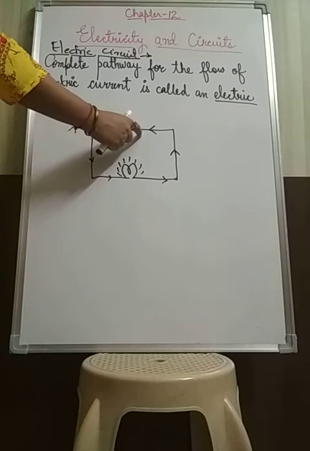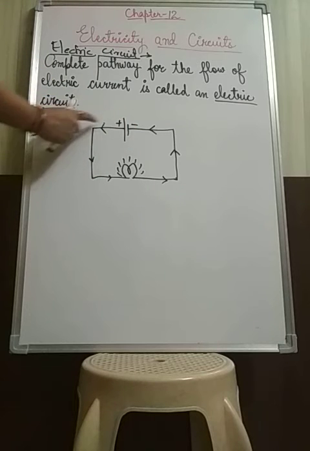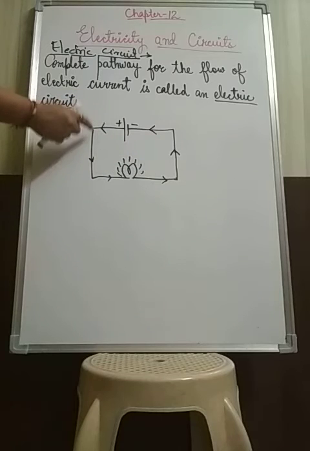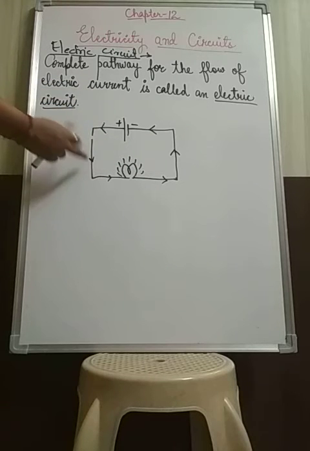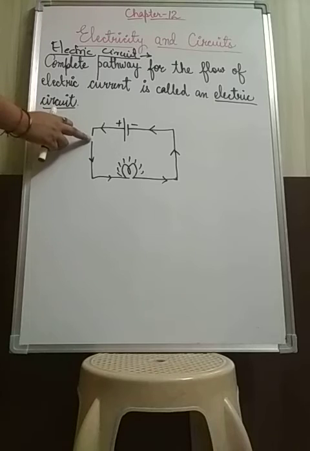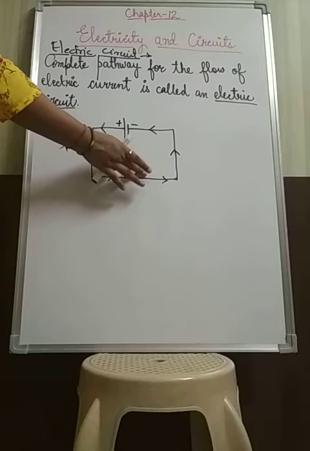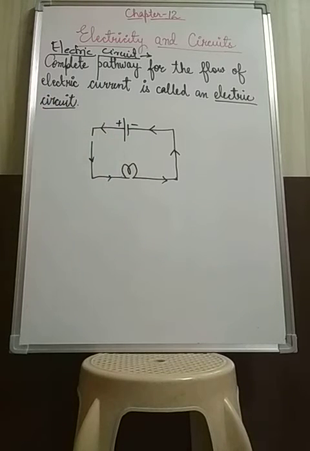Here I have drawn a circuit diagram in which this is a bulb, this is an electric appliance, and this one is a battery. Here from the battery the current is flowing, and as the current is flowing this bulb is glowing. Okay, but if I break this circuit, then the current will not be able to flow from here to here, and which makes this bulb blow off. It will not glow.